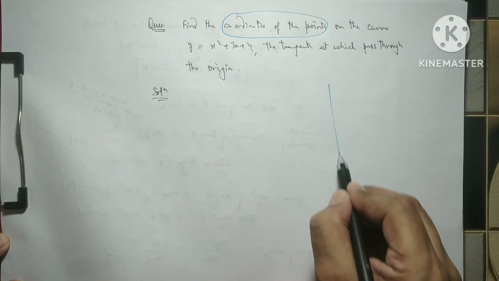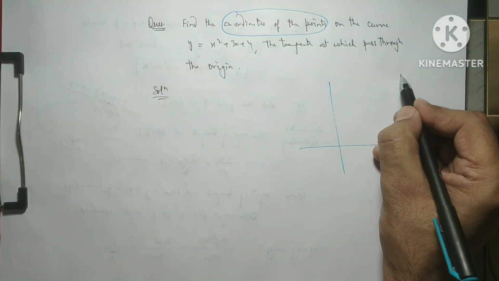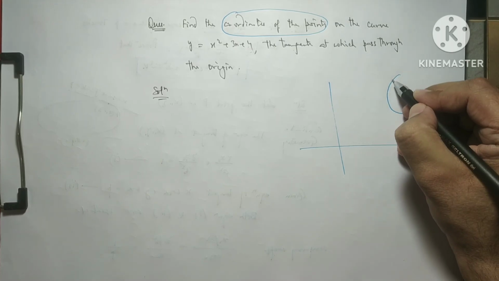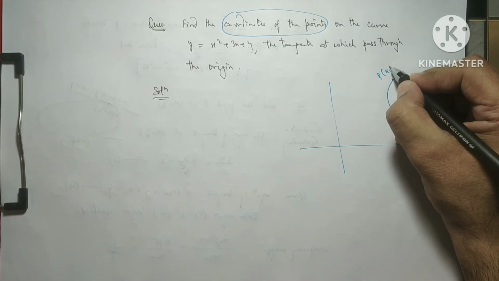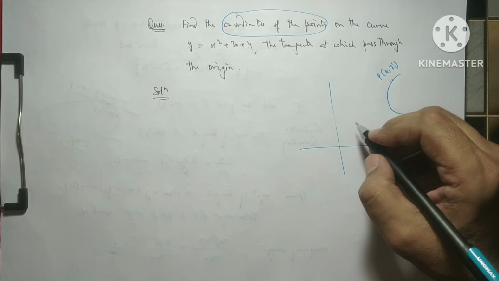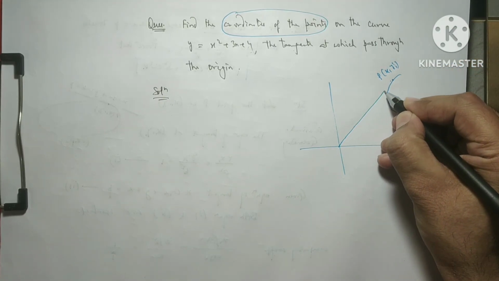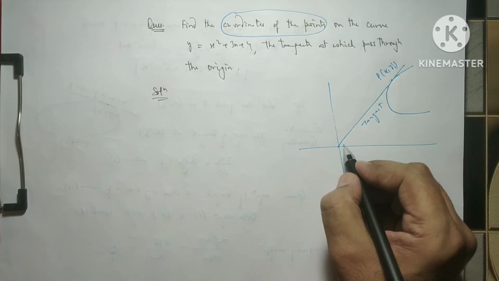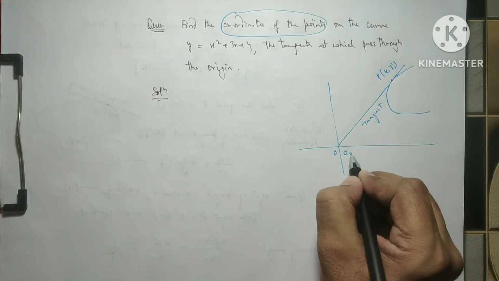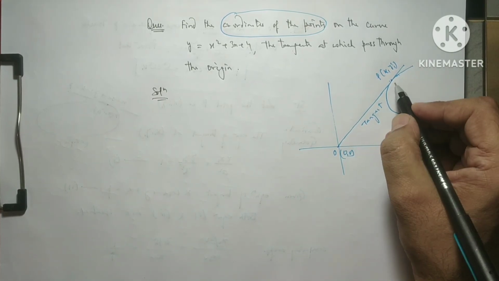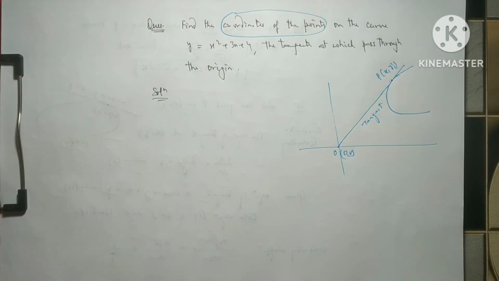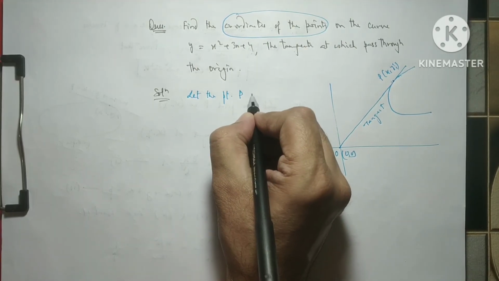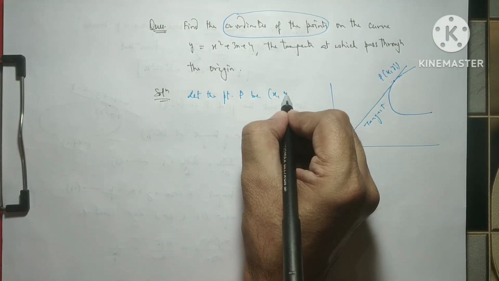That means you have a curve, and this is a point P x1 y1, and when we draw a tangent at this point on the curve, and this tangent passes through 0 0, so we want to find this point. So let the point P be x1 y1.